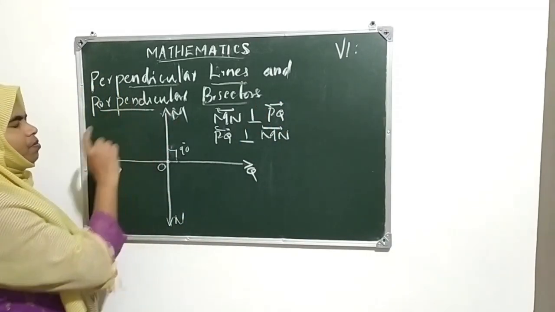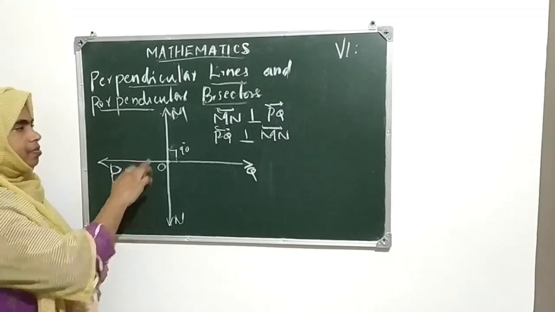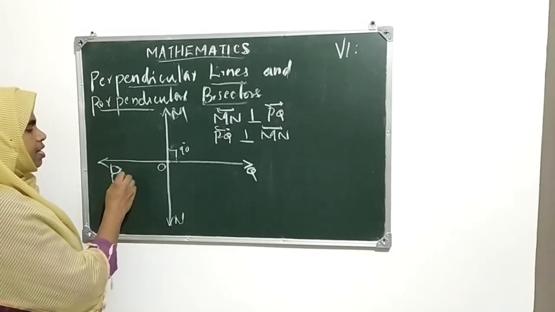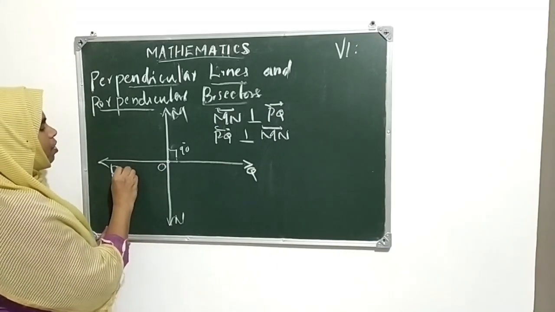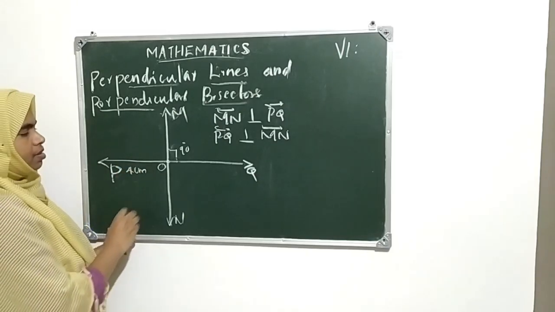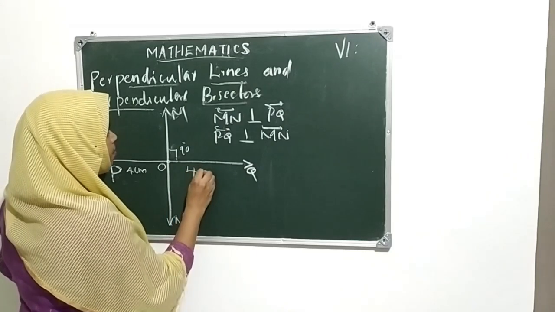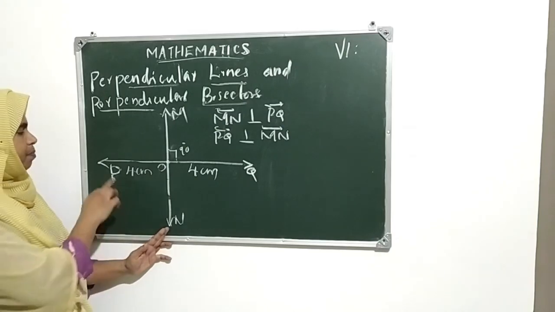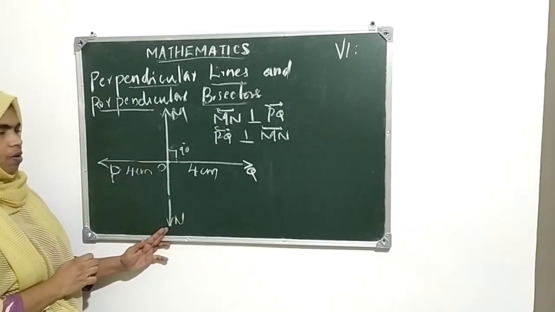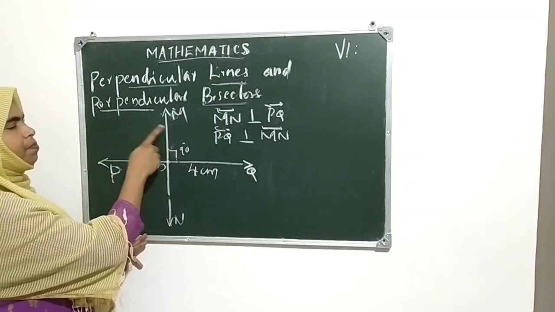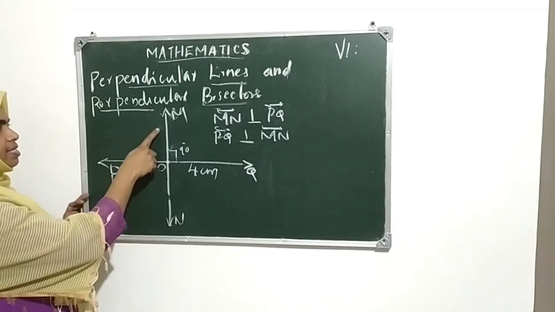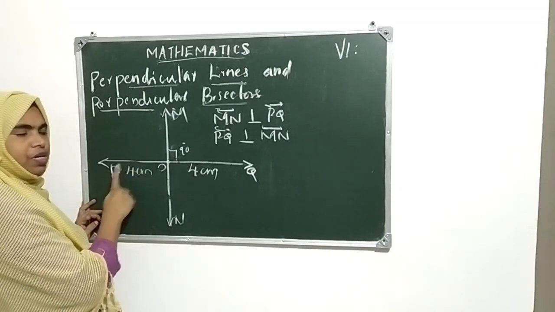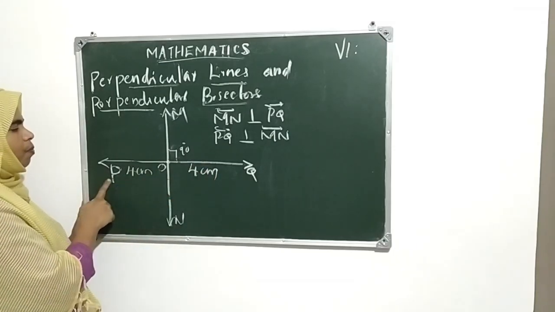Then, what is a perpendicular bisector? See here. Does MN divide PQ into two equal parts? Check it. If OP is equal to 4 cm, then OQ is equal to 4 cm, so we can say that MN divides PQ into two equal parts. Or we can say MN is a perpendicular bisector. That is, MN divides PQ into two equal parts, that is OP and OQ.